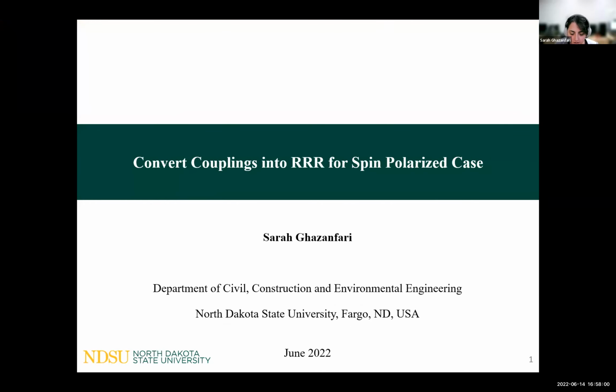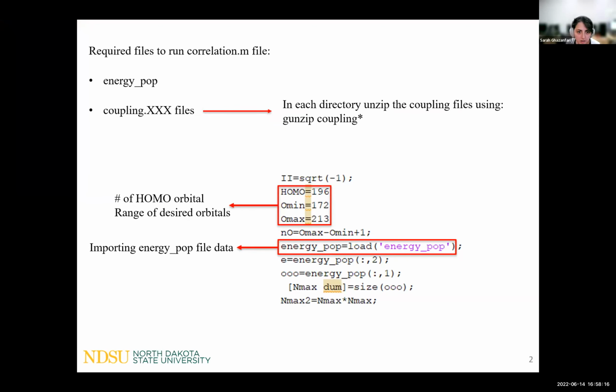Hello, everybody. I'm going to talk about how to convert the couplings to the RRR file, as other speakers said, but for this case of spin polarized. As other students explained, in addition to the MATLAB file we need two other files, energy pop and the coupling files. But one thing you should keep in mind is that before downloading your coupling files, you need to unzip them using this command gunzip and the name of the couplings file.